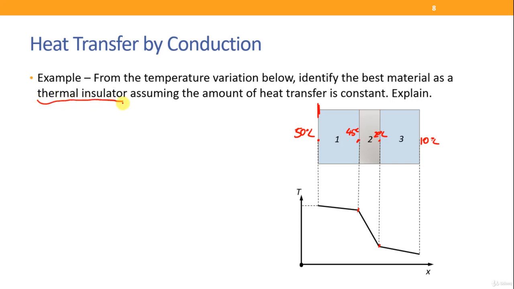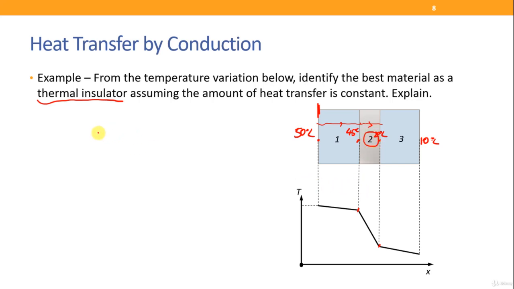As you can guess, if it is a good conductor of heat, the temperatures will be quite close to each other. So for example, this is 50, this is 45. It means that heat can travel easily past this particular section, material 1. However, for material 2, the heat is not able to transfer that easily. That is why the temperature gradient is much greater. So we can guess the best insulator is actually material 2.